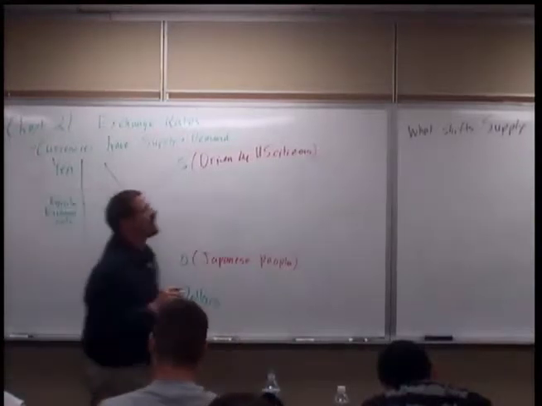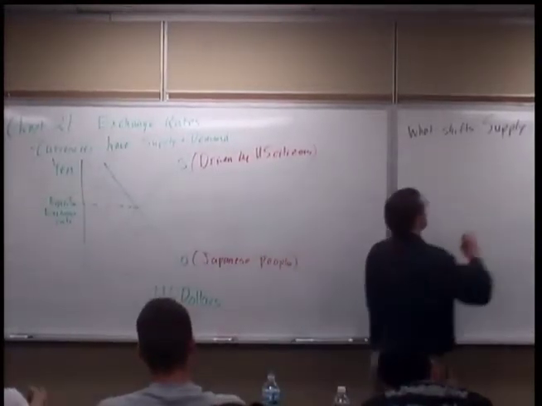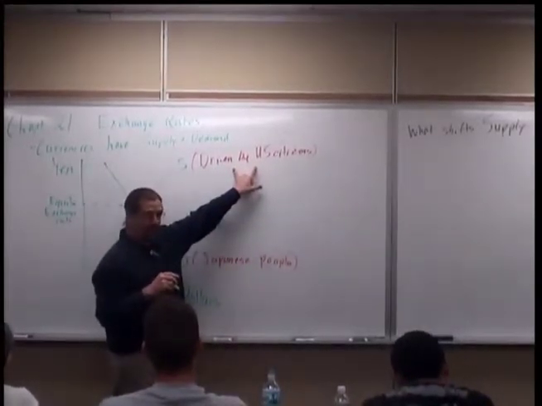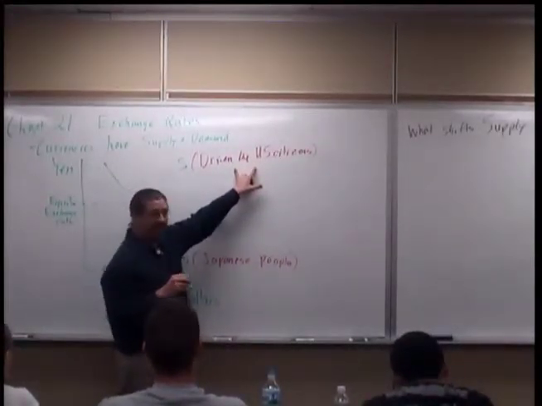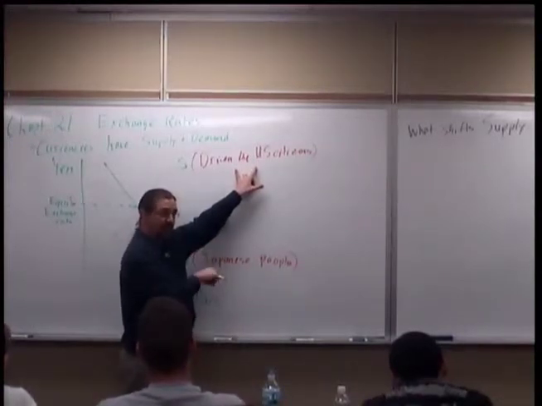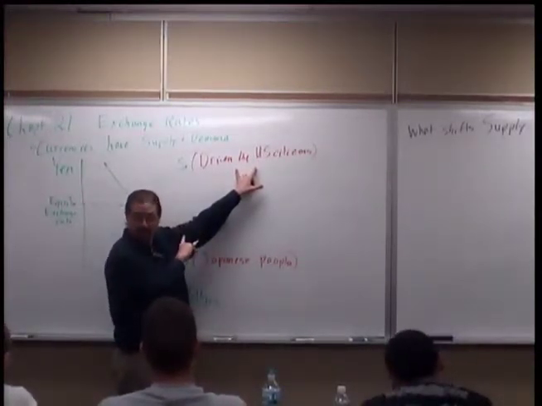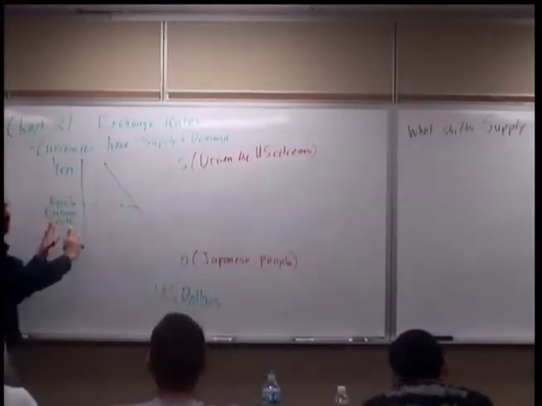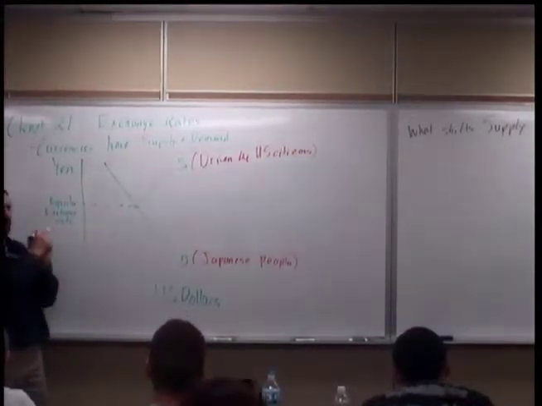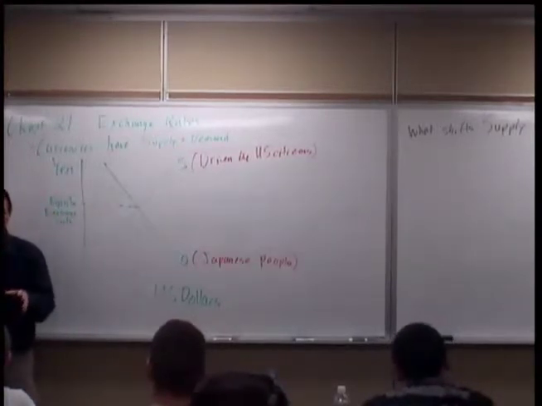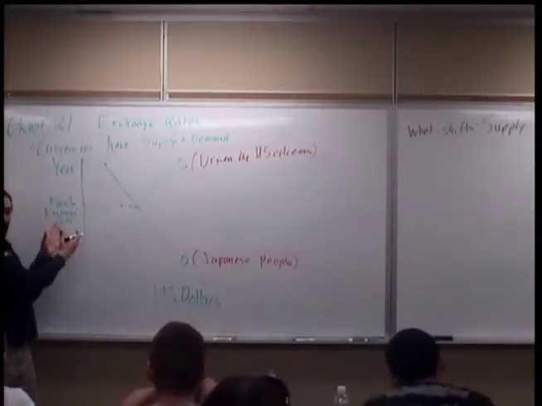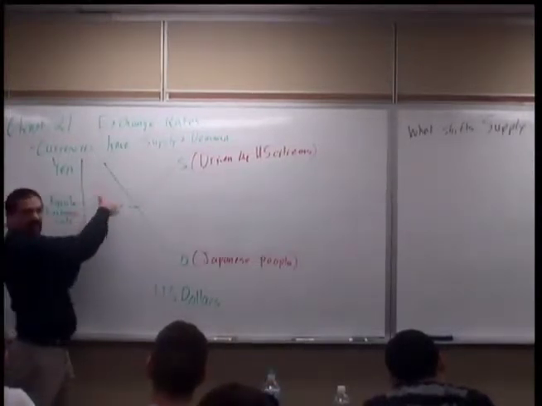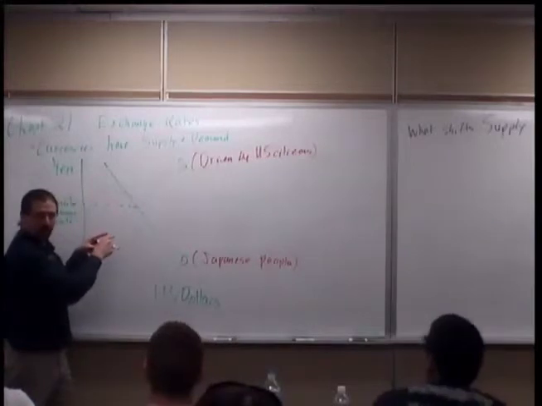All right, so what shifts supply? Okay, so obviously it has to be something that's happening to American citizens. So if nothing is happening to U.S. citizens, supply does not change. If I start my currency exchange explanation by saying the Japanese people and then blah, blah, blah, and I don't say anything about U.S. citizens, don't move supply, okay?